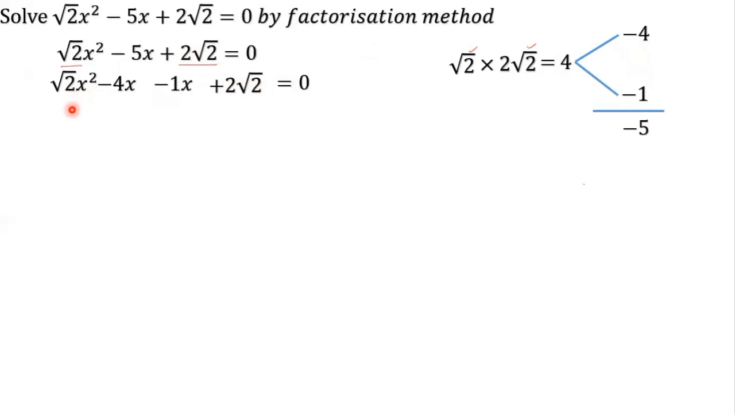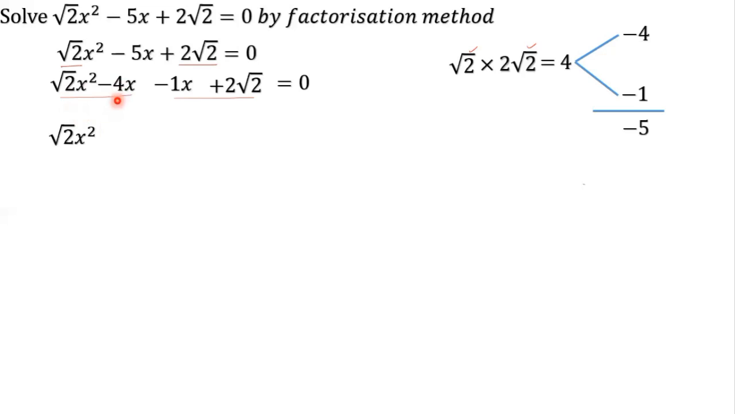The next step is grouping. Root 2 x square minus 4x, one group, minus 1x plus 2 root 2 is the second group. Now you have to find common factor in root 2 and 4. This is little tricky here. 4 can be written as 2 into 2.